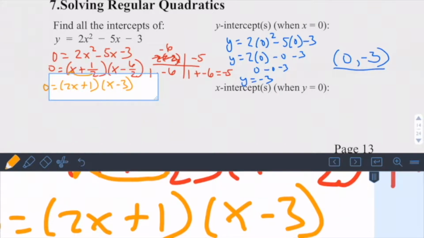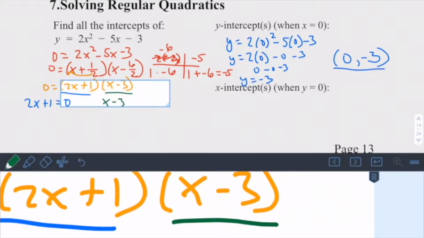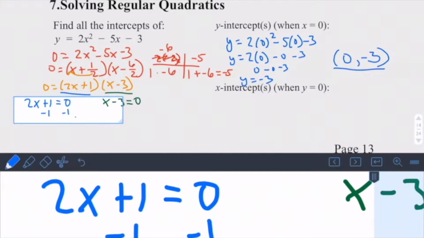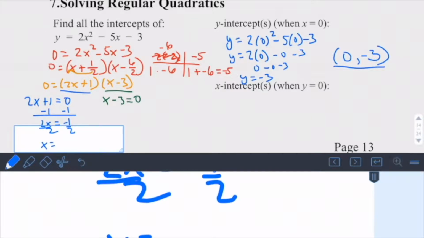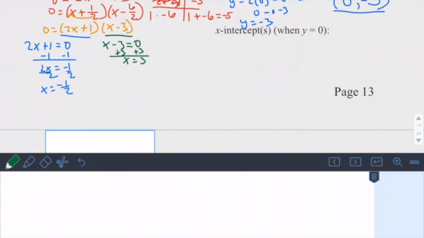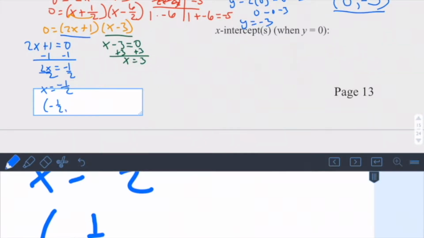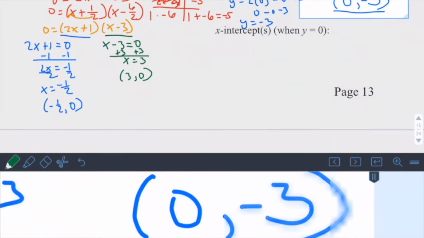Now I can use my zero product property to solve. 2x plus 1 equals 0, or x minus 3 equals 0. So I solve it. Minus 1. 2x equals negative 1, divide by 2. x equals negative 1/2. And over here, plus 3. x equals 3. Okay, so my points are (-1/2, 0), right? That was my y, or (3, 0). So I had 2 x-intercepts in that case, and 1 y-intercept.